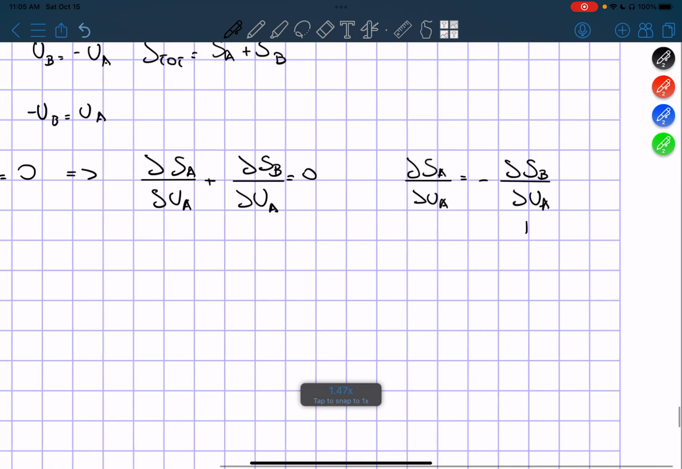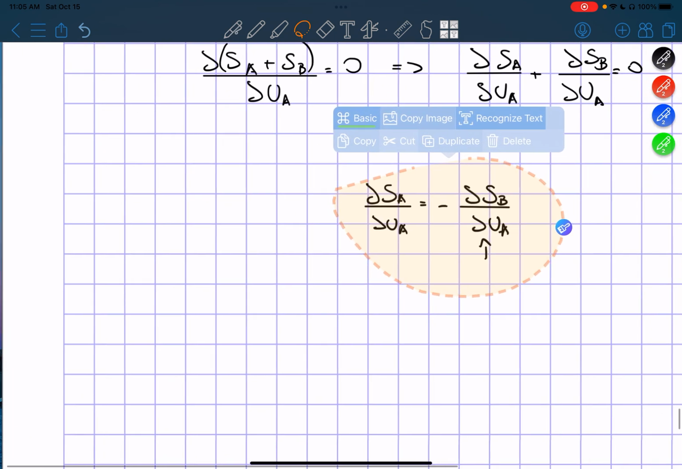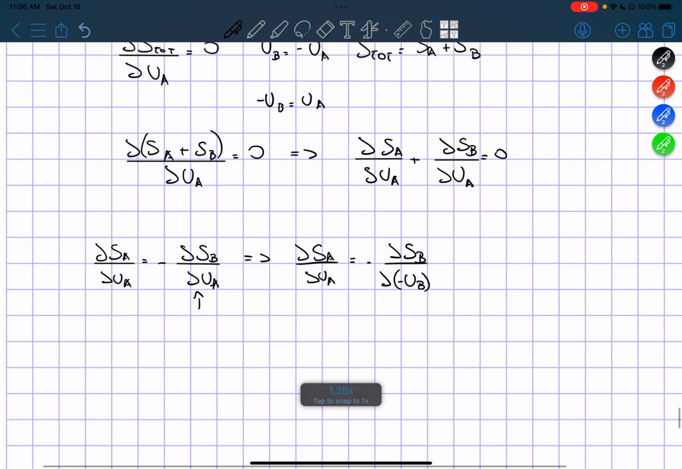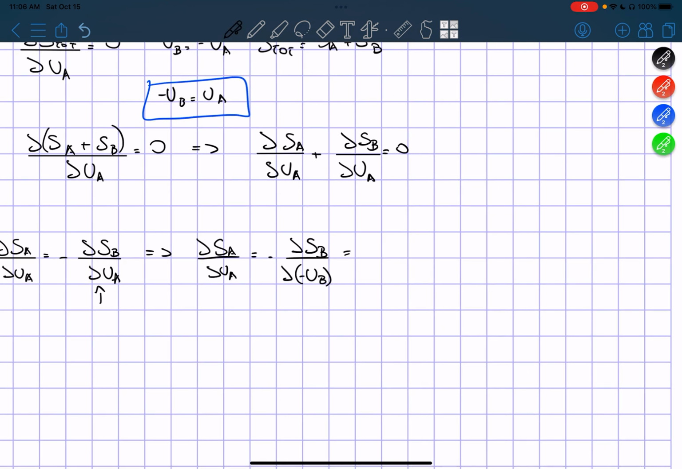So let's go back and plug it in our value here. Let me take this and bring it over here so we have more space. The derivative of S of A in terms of U of A is equal to negative derivative of S of B in terms of, now we'll switch this, negative U of B. That's what we said over here. We substituted. So what we get is derivative of S of A over U of A is equal to derivative of S of B over U of B. And as you can see, this makes sense because I just took the negative out, and with the negative, it makes a positive. So when we have these two being equal, we are at an equilibrium.